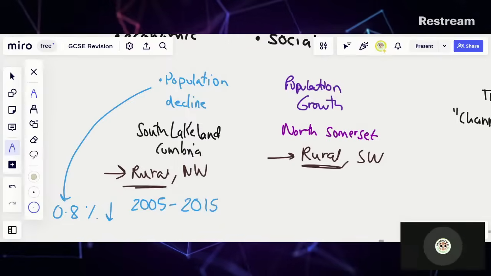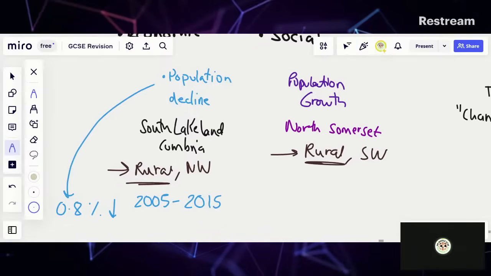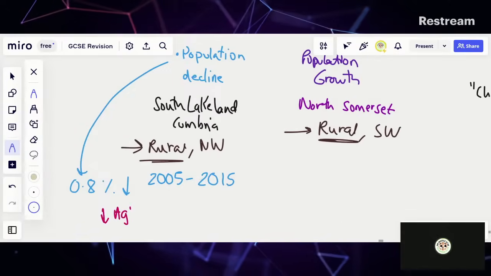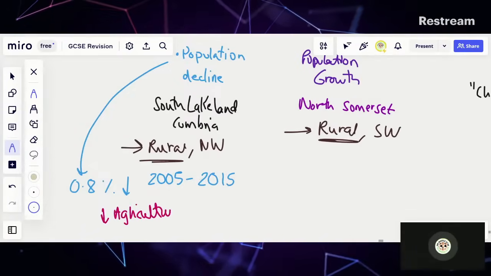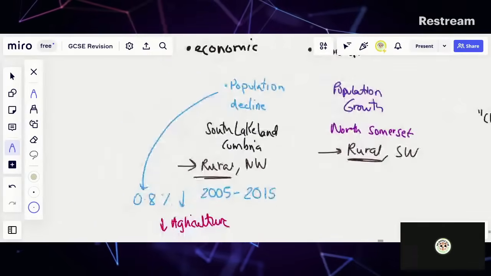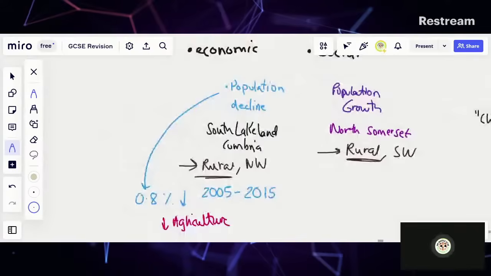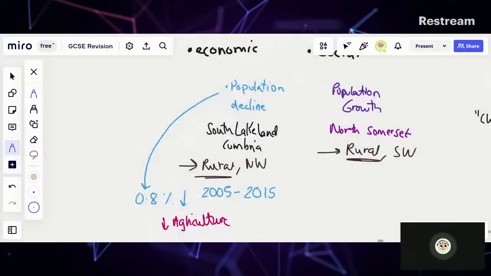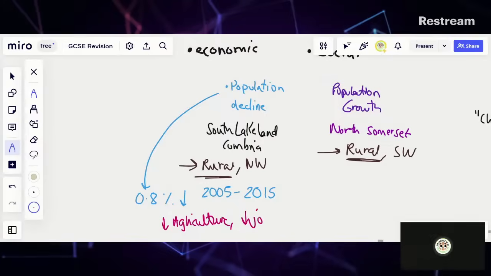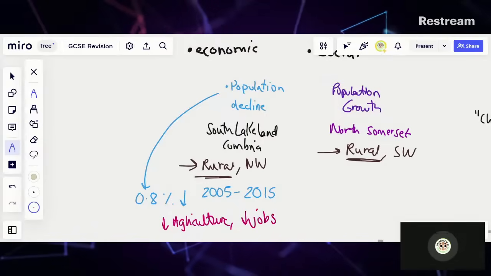Now, the reason why is because of a decline in jobs. So, there was a decline in agriculture, and most of the people who lived in this area worked in agriculture. So, because of this decline, this meant that there were fewer jobs, and people were forced to move out to other areas where there were jobs.